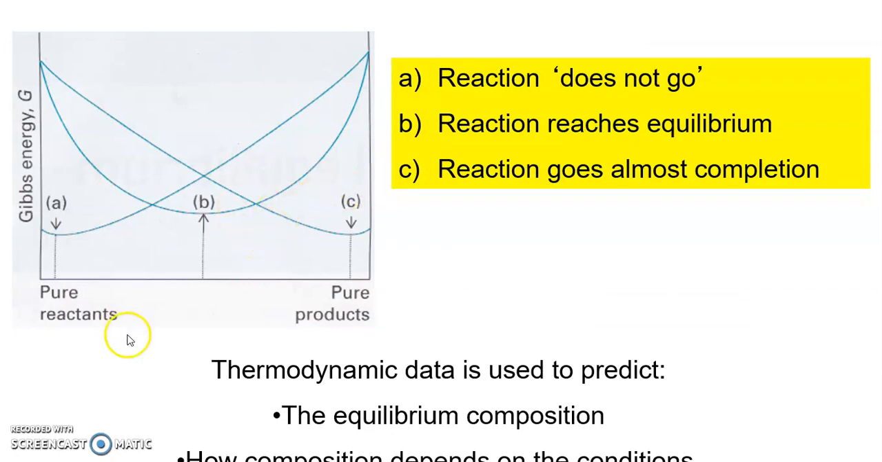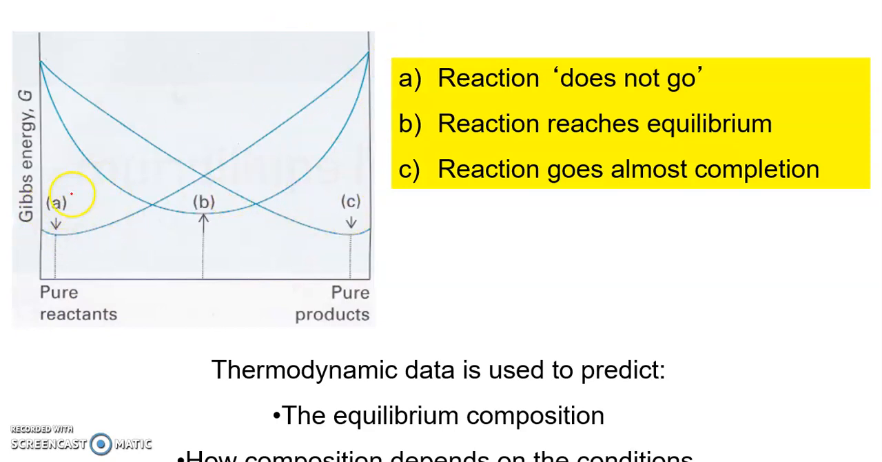So let's see this graph. This graph shows the variation of Gibbs energy of a reaction mixture with the progress of the reaction. Pure reactant is on the left and pure product is on the right. If we look carefully at this graph, here only a very little of the reactant is converted into product before G has reached its minimum value, and the reaction is unable to proceed. Because of what?